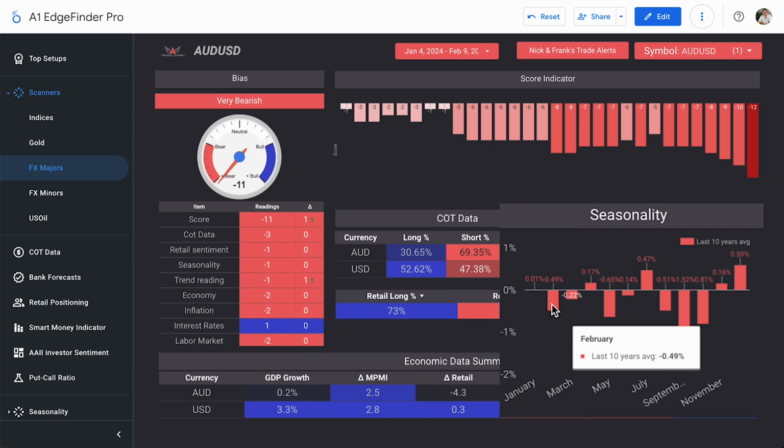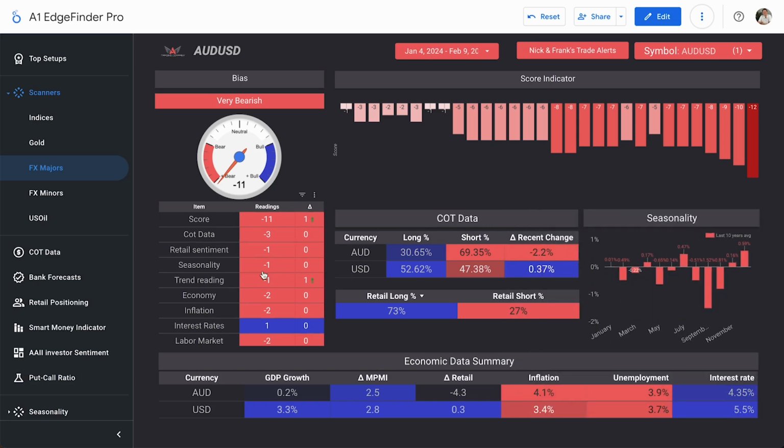We can see here in the month of February that, again, historically speaking, over the last 10 years, when you look at how the Aussie dollar trended throughout the month of February, typically it trends bearishly. Trend reading is a score of -1. And again, we already saw the chart. It is certainly trending in a downward direction. Finally, our fundamental scores, a lot of red here. We have -2 for economy, -2 for inflation, -2 for labor market, and just +1 for interest rate.